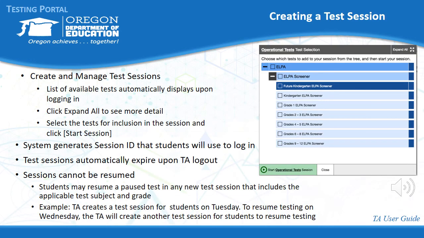To create a testing session, the TA selects Create and Manage Test Session. Then a list of available tests will automatically display. Click on the plus symbol to expand any test to see more detail and locate the specific grade level and/or test that will be administered during the testing session. Only select the specific tests that are expected to be taken by students during the testing session to avoid students from accidentally starting the incorrect test.